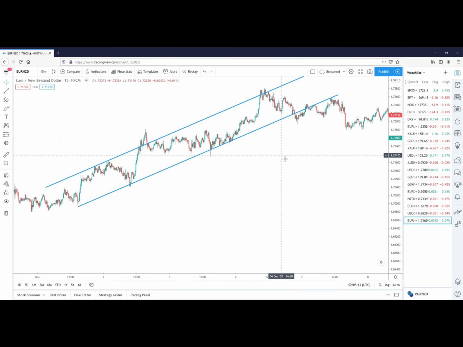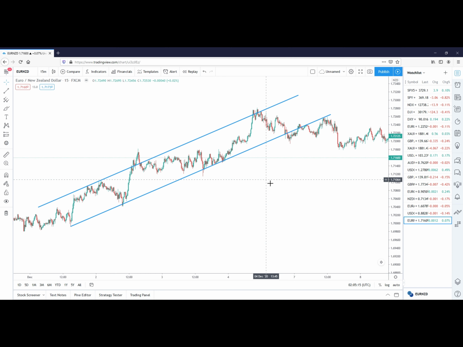Here's the thing about an uptrend and a downtrend. Normally I will not make this trend line. The reason is because I don't really care what happens up here. The only thing I care about is when it breaks this trend line. And as you can see, this trend ran a long way.